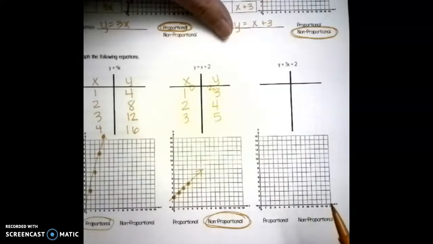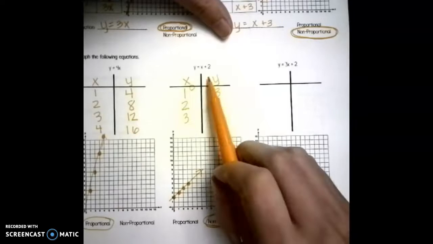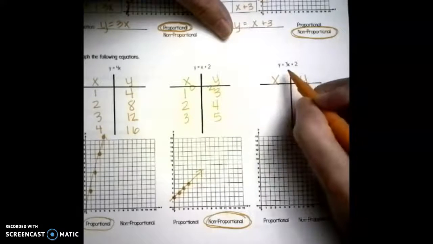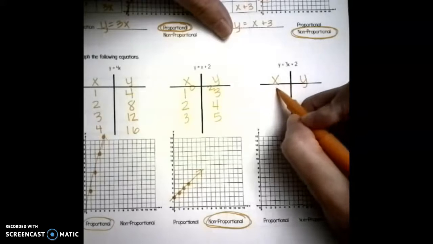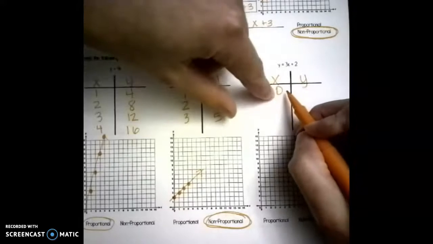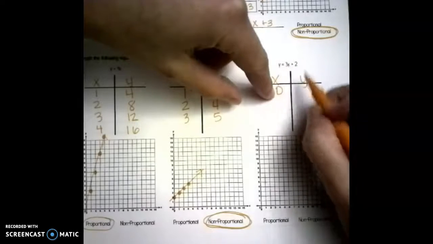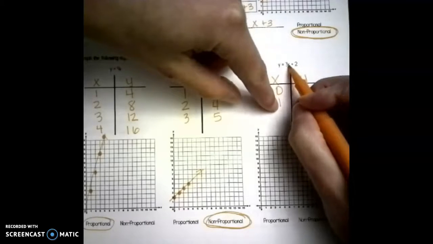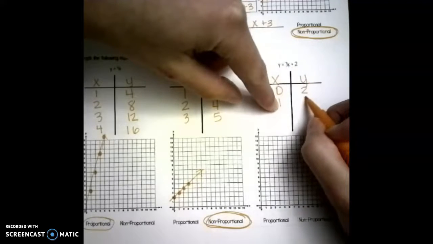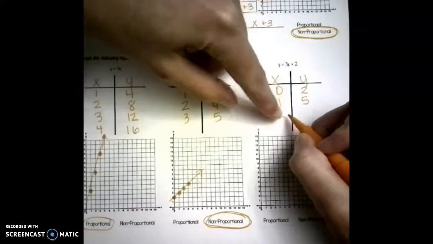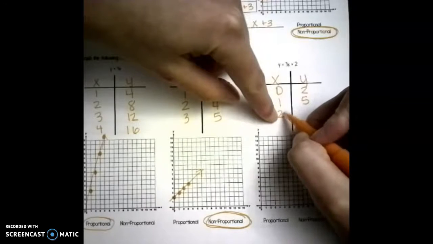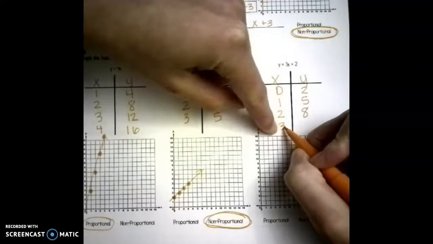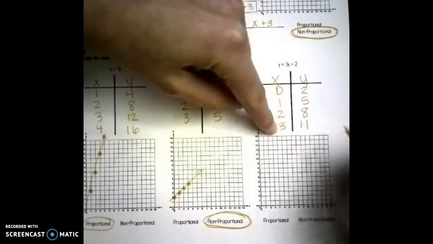Okay? And if any of you caught on non-proportional, it's when we add. Alright, so I have my x and my y. If my x is 0, 3 times 0 is 0, plus 2 is 2. Okay? 3 times 1 is 3. 3 plus 2 is 5. 3 times 2 is 6. 6 plus 2 is 8. 3 times 3 is 9. 9 plus 2 is 11.